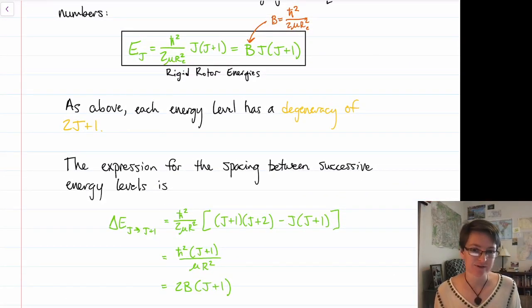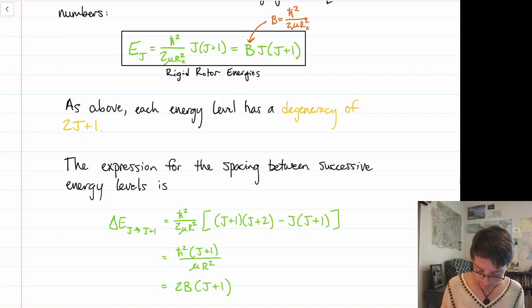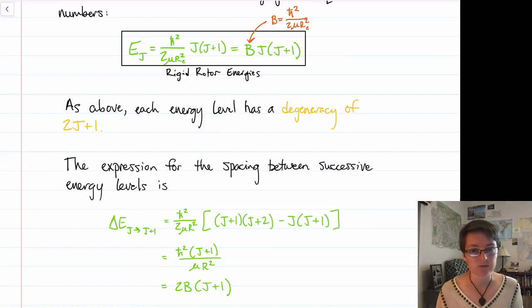As with vibrational spectroscopy, it's really helpful to calculate what's the energy difference between successive levels. And in this case, if I take my rigid rotor energies and I subtract the energy of the J plus 1th level from the energy of the Jth level, I wind up with a fairly simple expression, especially if I term it in terms of B, which is that delta E is equal to 2 times B times the quantity J plus 1.